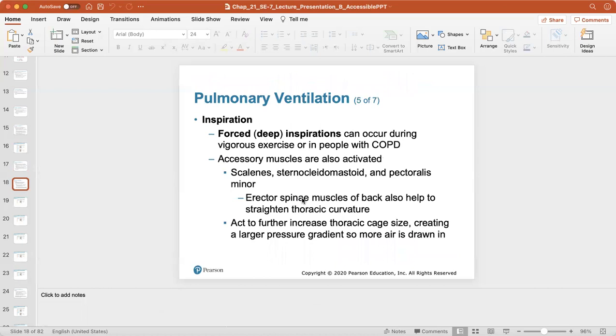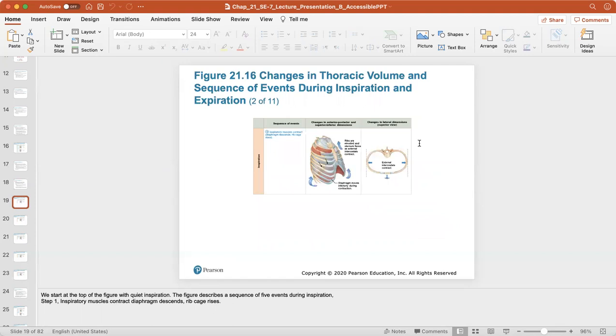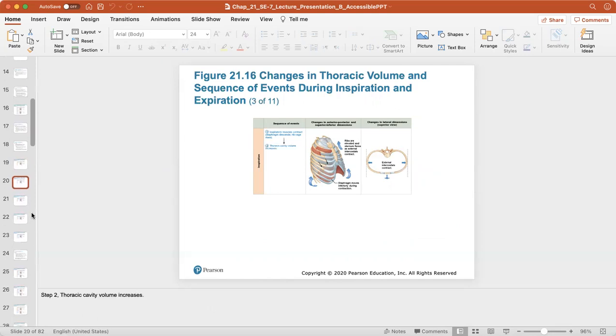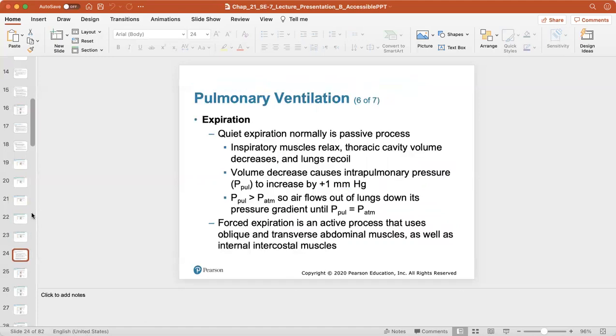Forced deep inspirations can occur during vigorous exercise or in people with chronic obstructive pulmonary disorder. The accessory muscles will also be activated to try to further increase the thoracic cage size to create a larger pressure gradient so more air will be inspired or drawn in. So these next couple of slides just show the changes in the thoracic volume and the sequence of events during inspiration and expiration that you guys can kind of review on your own. So what happens to the muscles and how they pull air in during inspiration.